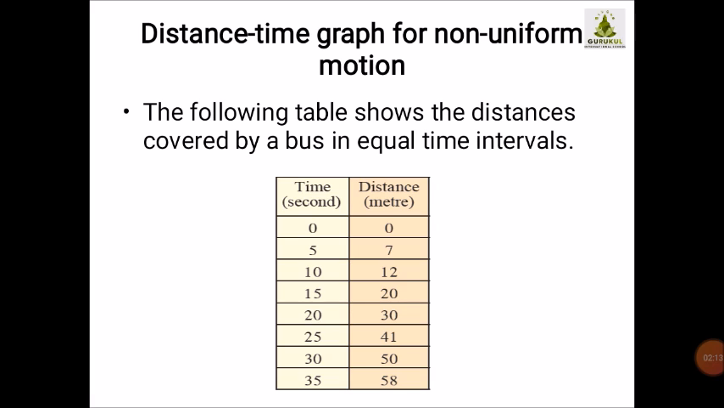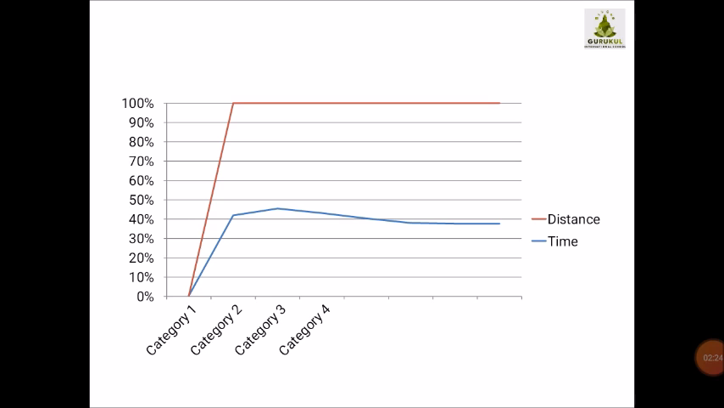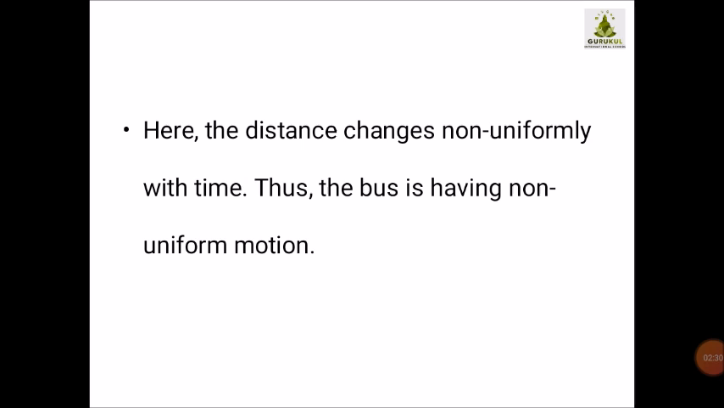So in equal time intervals the bus is not covering equal distances, and this means that this bus is having non-uniform motion. This is something which I have tried to show, distance and time. Now the distance changes non-uniformly with time, thus the bus is having non-uniform motion. Since the bus is not covering equal distances in equal intervals of time, the bus is said to have non-uniform motion. Okay children, the remaining we are going to study in the next session.